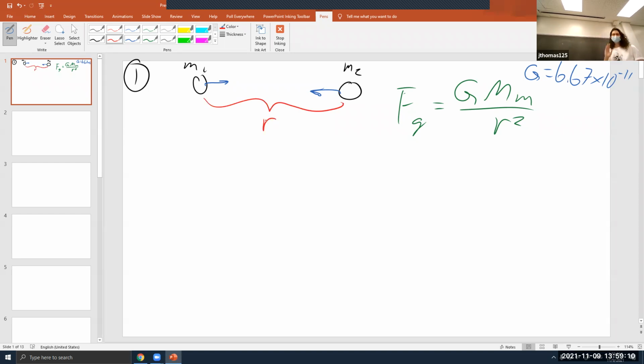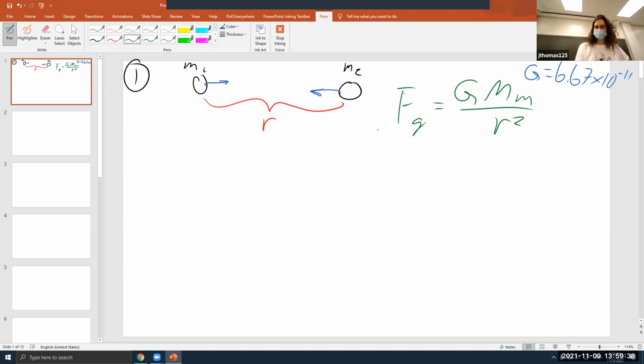And the one thing that I'll mention now, this will come back up in a few problems, is that this r is the distance between the center of mass of each of these particles. So that will come up when you have a planet, for instance, with a radius and some mass distributed. For problem number 1, they give you a force and they give you the mass of the two particles, and they ask you to solve for the separation that produces a given force.